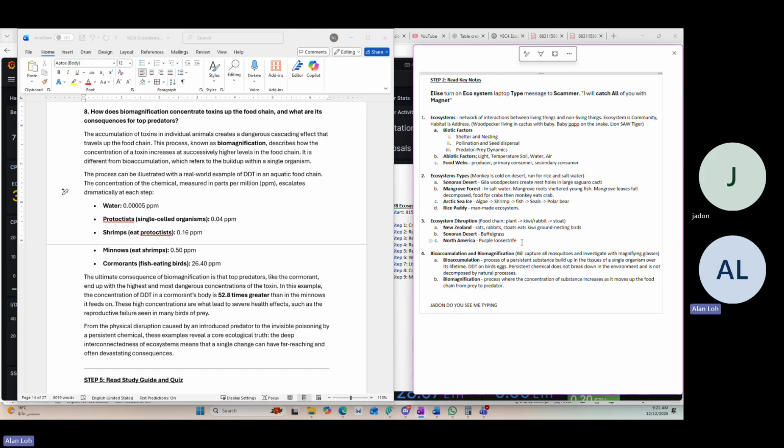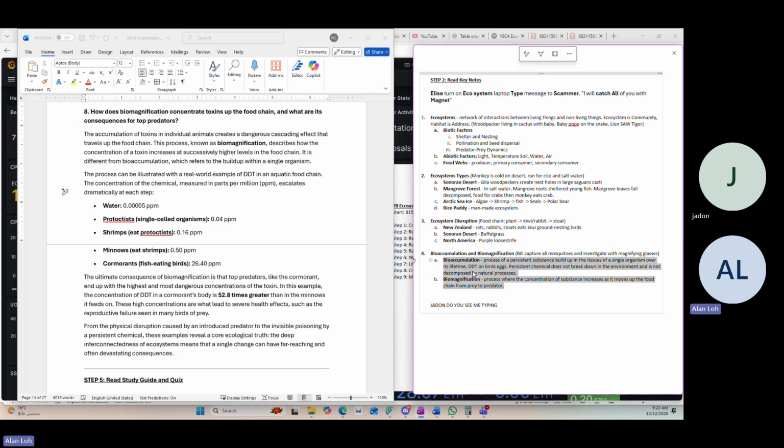Good. Third drawer is disruptions, the scammer. They are giving you examples. So in the New Zealand example, in the Sonoran Desert example, in the North America example, but mainly they are more focusing on New Zealand because New Zealand is more interesting. Agree? Agree.